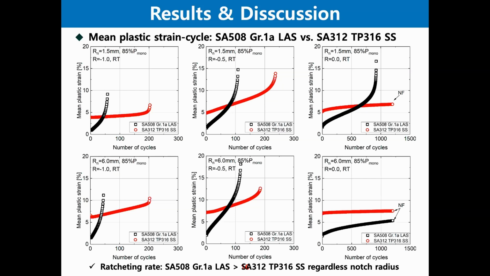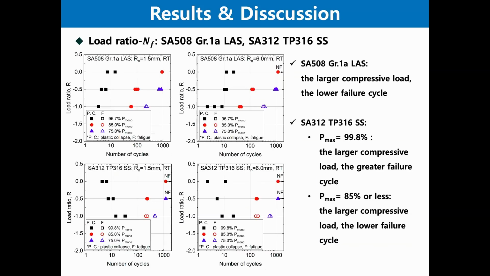load ratio. This difference is due to the cyclic hardening characteristic of the materials, which is known to cause less ratcheting in materials that exhibit cyclic hardening compared to materials that do not. And the failure cycle is shown as a function of load ratio. For roller steel, the larger the compressive load, the lower the failure cycle.